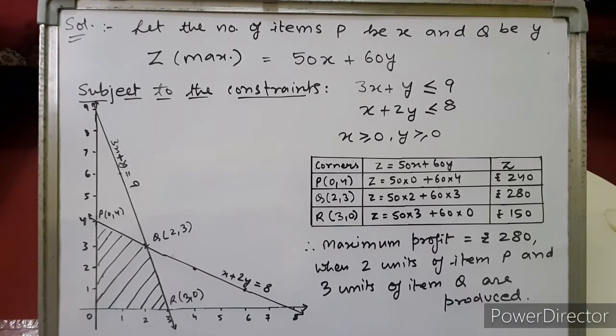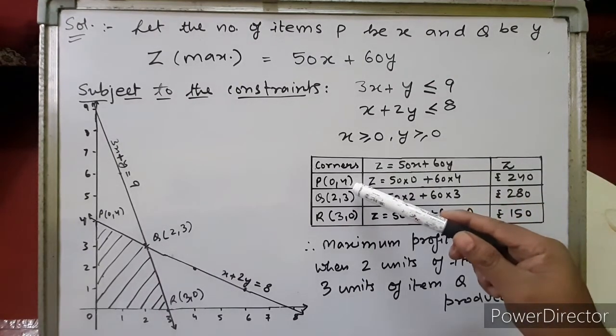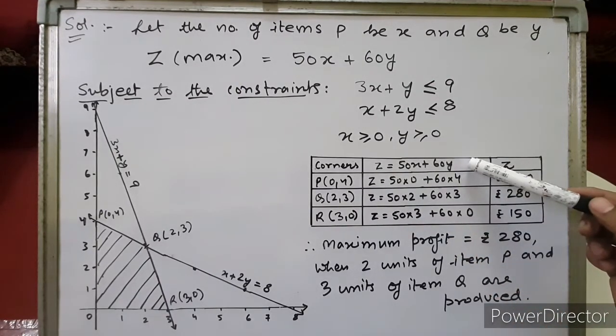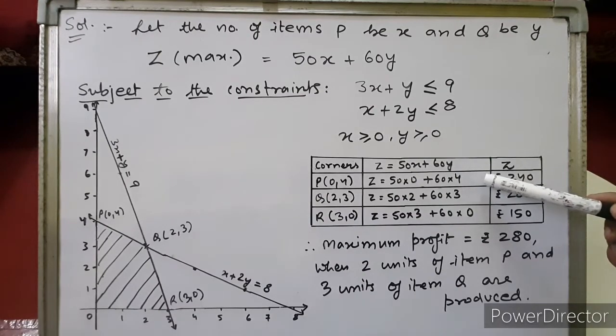So you can see that it has 4 corners, P, Q, R and O. O is the coordinate 0, 0, so we'll get neither maximum nor minimum value there. So let's find the value of Z at P, Q, R. We'll draw this table for calculating the value of Z. When the corner is P (0, 4), the objective function is 50x plus 60y, so the value of Z will be 50 times 0 plus 60 times 4, which is 240. At Q (2, 3), the value of Z will be 280. At R (3, 0), the value of Z will be 150.